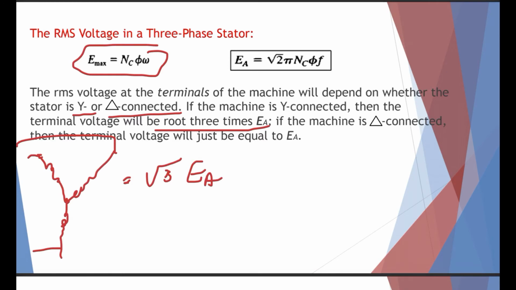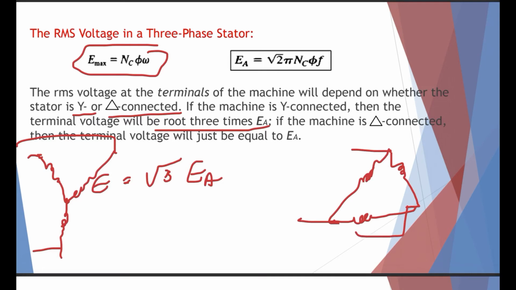If the machine is delta connected, then the terminal voltage will just be equal to E_A. For delta, if we have a delta connection here, the three windings are connected in the shape of a delta. In delta, the terminal voltage will be equal to E_A, without root 3.